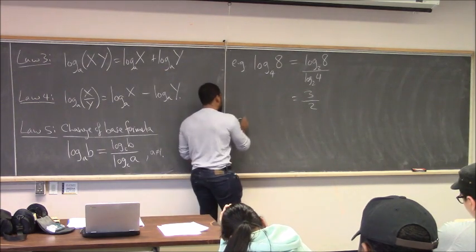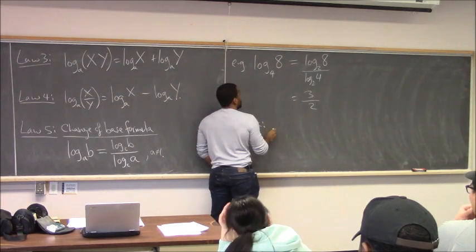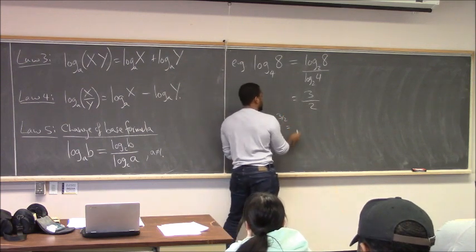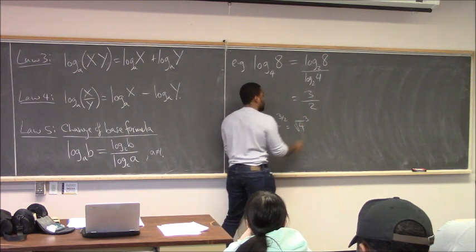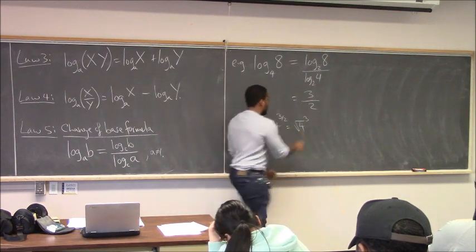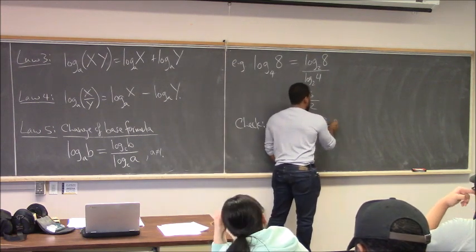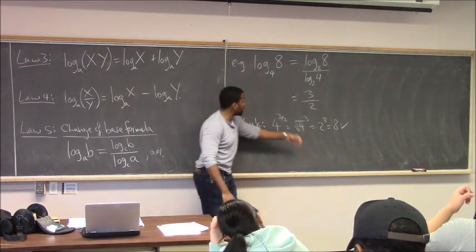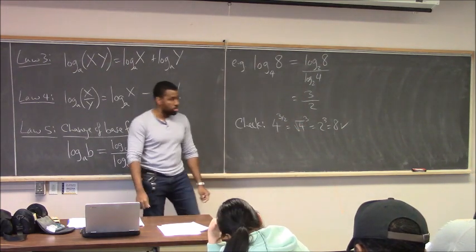And of course you can check this. If you take 4 raised to the 3 over 2 power, remember what that means. That's just the square root of 4 cubed by our exponential rules. That's 2 cubed, which is 8. So yeah, 4 raised to that power gives me 8. Therefore, log to the base 4 of 8 is 3 over 2.